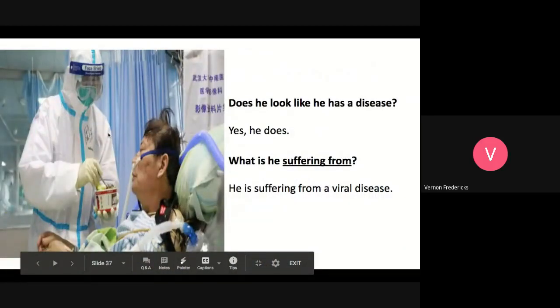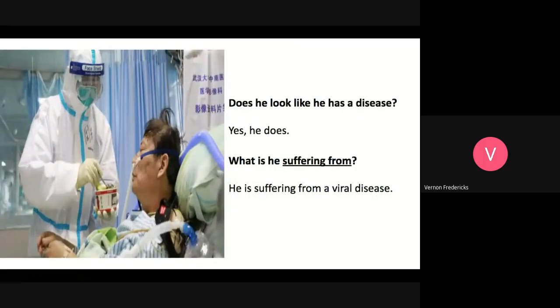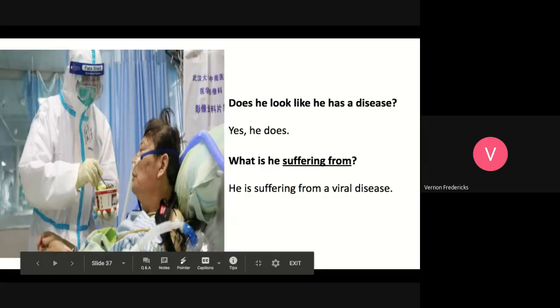Okay, the word is suffering from. Okay, question number 1. Does it look like he has a disease? Yes, it does. What is he suffering from? He is suffering from a viral disease. So suffering from means what is his sickness? Yeah, his sickness is a viral disease. His sickness is COVID-19. His sickness is diabetes. His sickness is asthma. What is he suffering from? Or she is suffering from asthma.